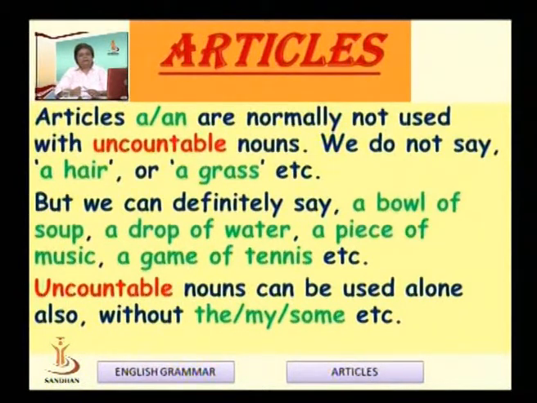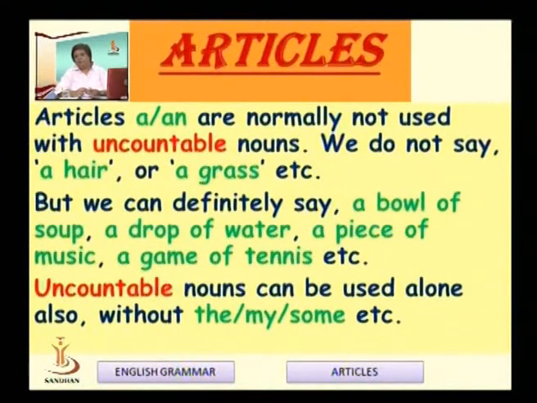What is the second example? A drop of water. Are we using the article a for water? Certainly not. We are using the article a for the noun drop. A piece of music. Again, article a has not been used for music. It has been used for the piece. A game of tennis. The same logic applies to this as well. Okay, so I hope this is getting a little clear.